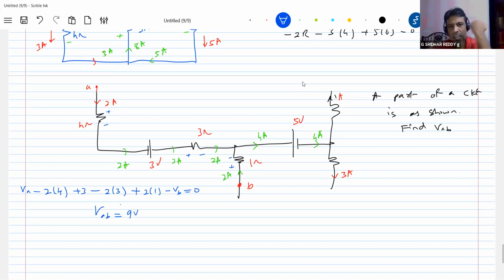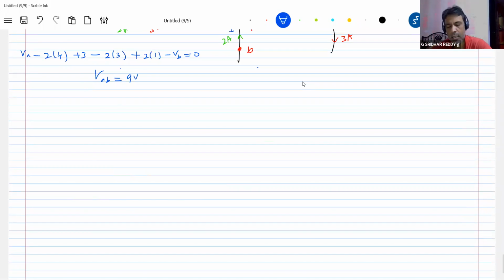Okay, this is a part of a circuit. If they give a part of a circuit, you need not bother about where the total circuit is. Part of the circuit is what they're showing. But you can ask, sir, how much current is entering, 2 ampere or 4 ampere? Yes, you can see 4 ampere leaving. Okay, take one more.